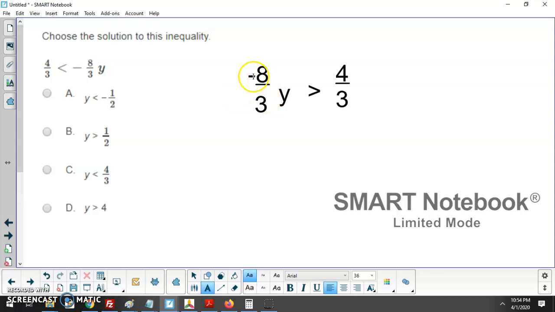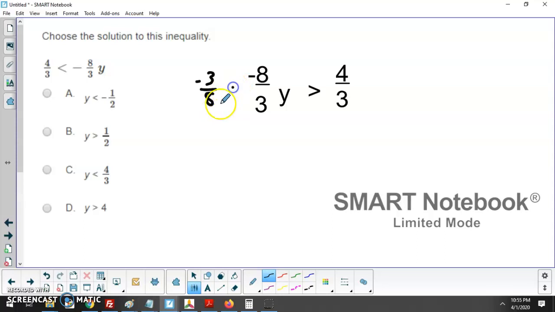All right, now to get rid of a fraction times a variable, we've done a few of these now. You have to multiply by the reciprocal. Okay, so the reciprocal of negative 8/3 is negative 3/8. Okay, and that will cancel out the 8s. It will cancel out the 3s. Okay, so you multiply both sides by the same thing, as you always do when you're solving an equation and an inequality. All right, so you're multiplying by negative 3/8.